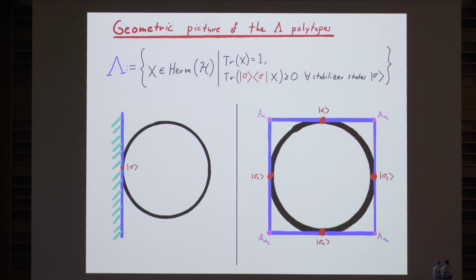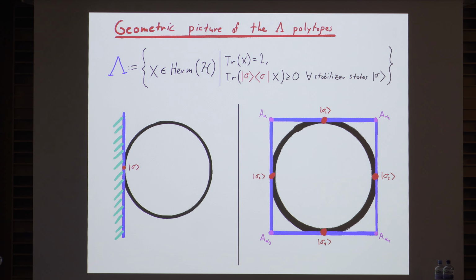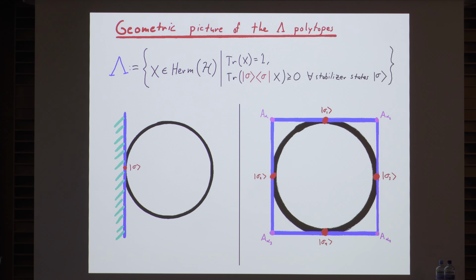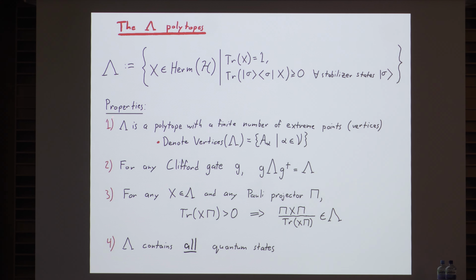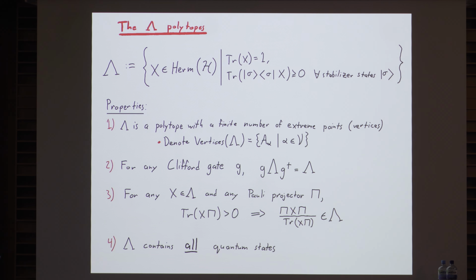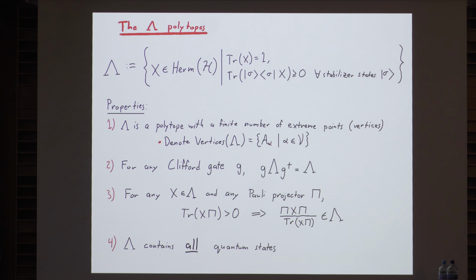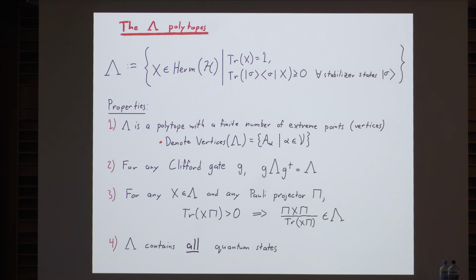So there's a polytope theoretical way of thinking about this. These are stabilizer states. The convex hull of those will be the stabilizer polytope. This is something called the polar dual of the stabilizer polytope. That's another way of thinking about this. And this polytope has all the properties we want for a classical simulation algorithm. So first, it has a finite number of extreme points, vertices. We're going to call the vertices A alpha. So this is what we're going to take to define the quasi-probability representation that we get out of this polytope.